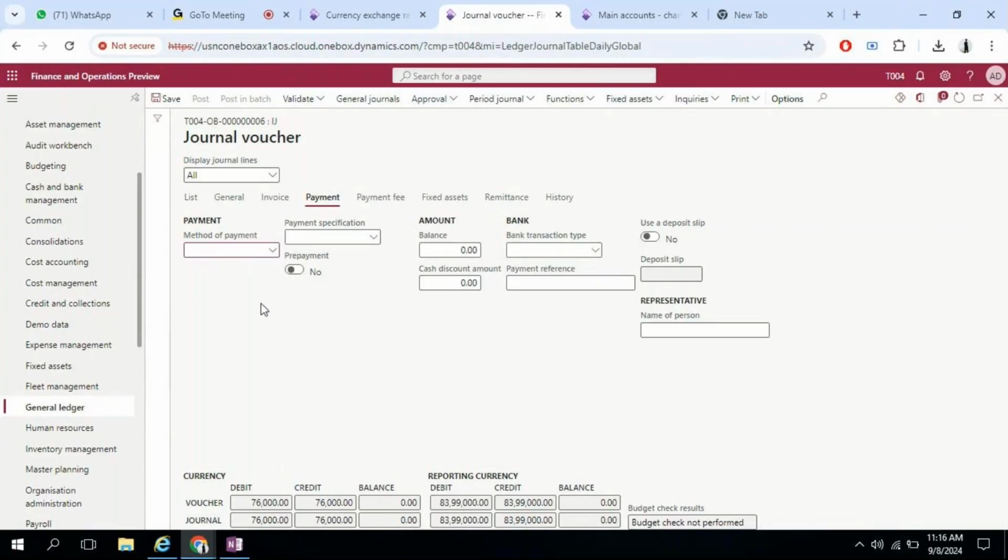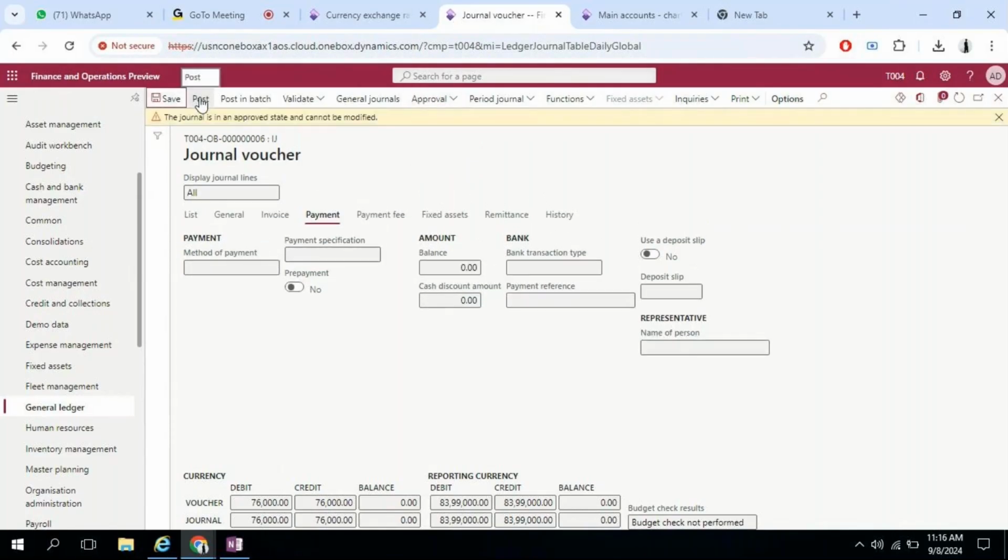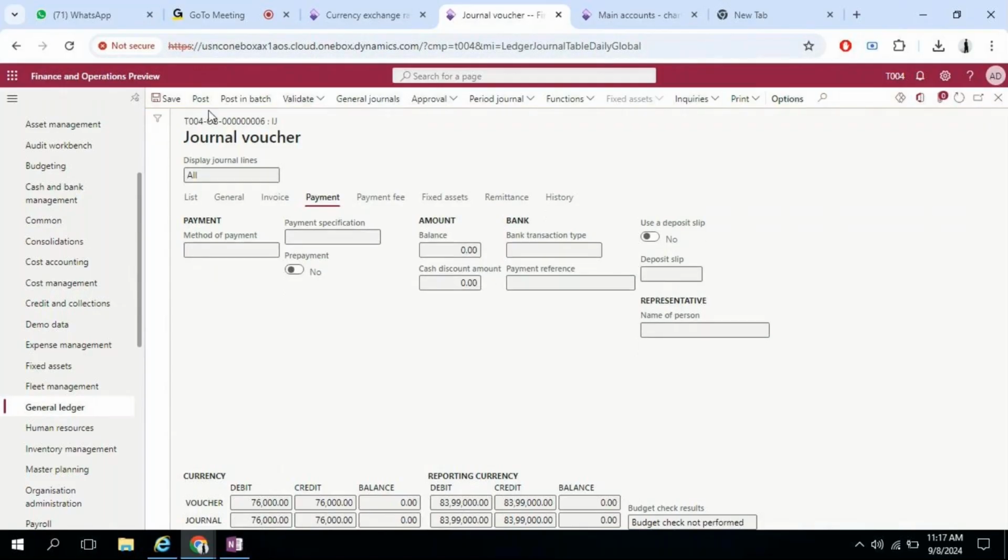Now coming to the posting section. Post is not yet enabled. You will go for the approval, report as ready. Once your report is ready, as a user you will not see it, but I am already added in the user group, which is why I am seeing the approve or reject. I will approve it, save it, and it says the journal is in approved state and cannot be modified. That's fine. We will go for the posting.